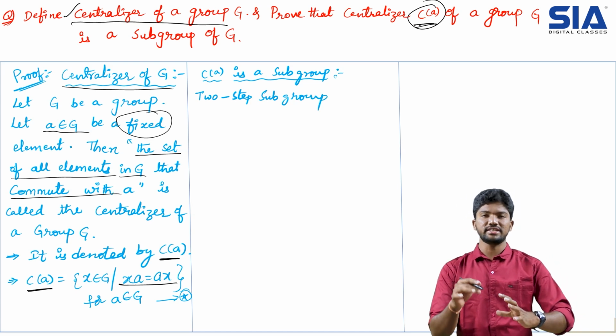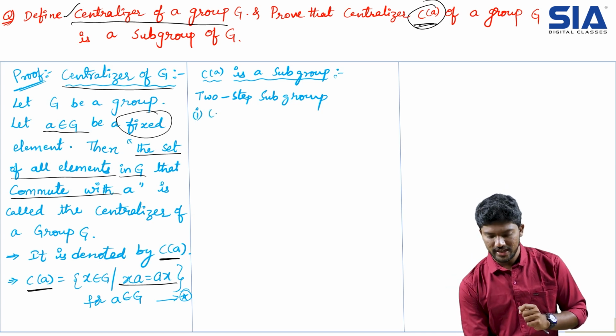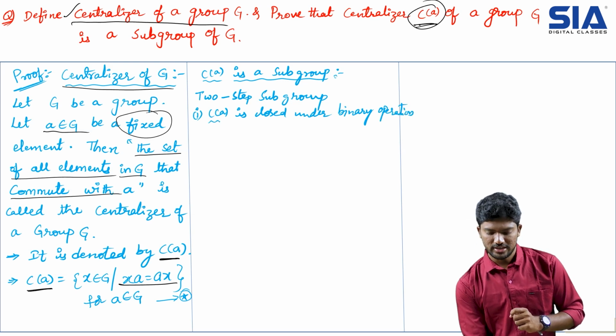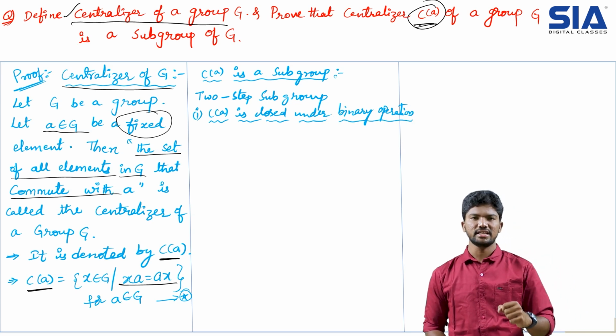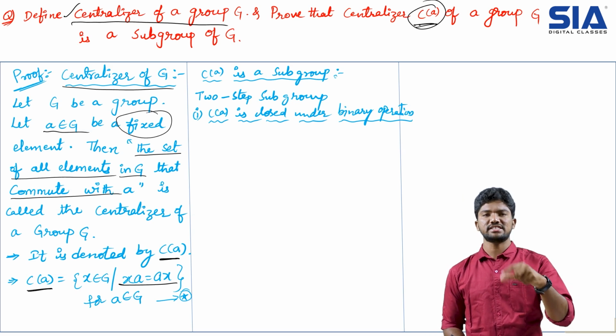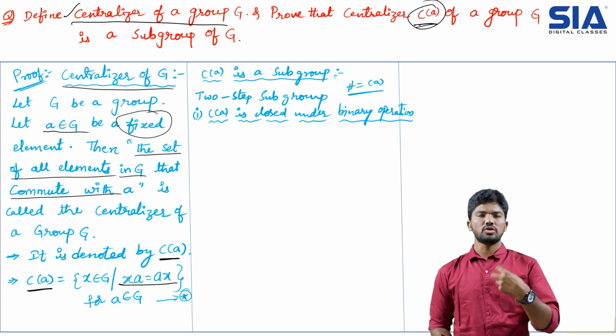By using the two-step subgroup theorem, what do we have to prove? The first condition: C of A is closed under binary operation. You can also make this a heading. So this is the first property. In the two-step subgroup theorem we have two conditions. The first condition is that capital H is closed under binary operation. But here we are proving it for C of A instead of capital H. Therefore, C of A is closed under binary operation.